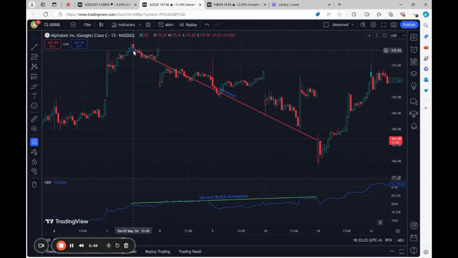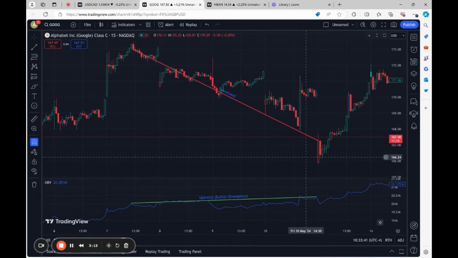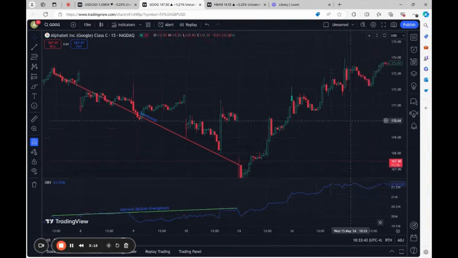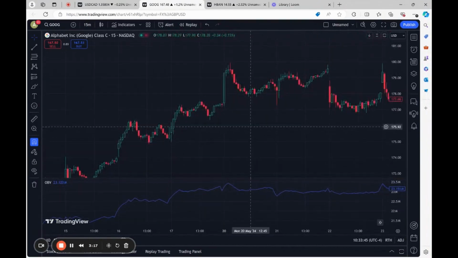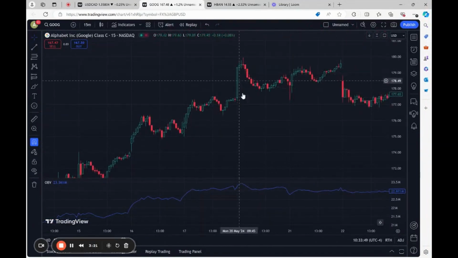So for this specific example, we see a downtrend of price. The price is making lower highs and lower lows, showing us a downtrend. However, alongside this downtrend, we actually see an uptrend in on-balance volume, and that's a bullish divergence, which tells us that the downtrend isn't likely to continue and is likely to reverse. And what we see here is the price actually reverses into a really strong uptrend, and we would have made a lot of money if we bought here and sold around here.